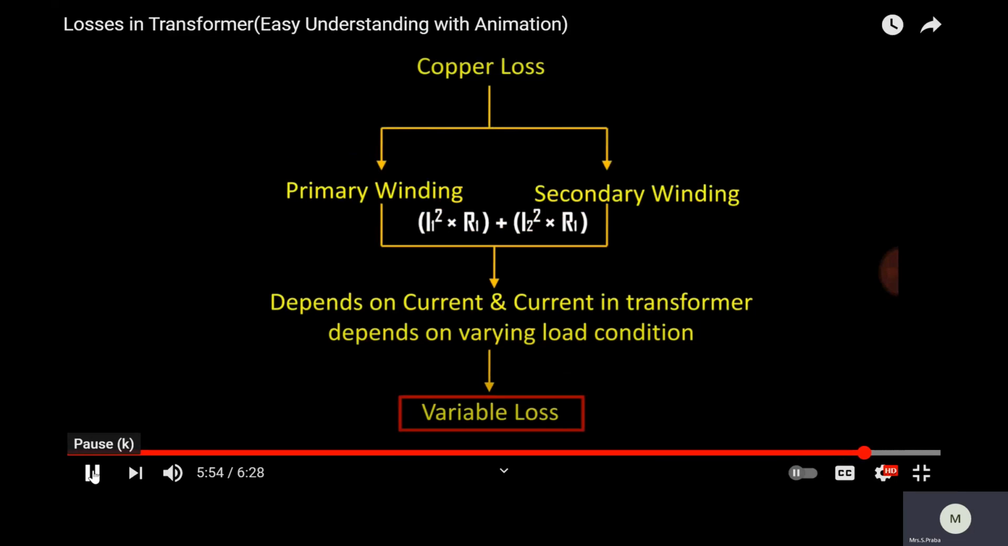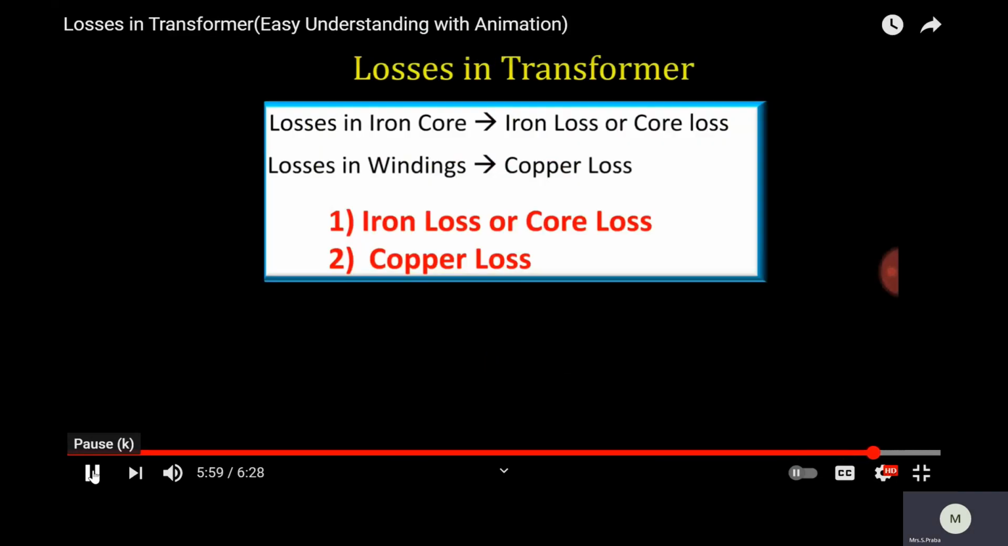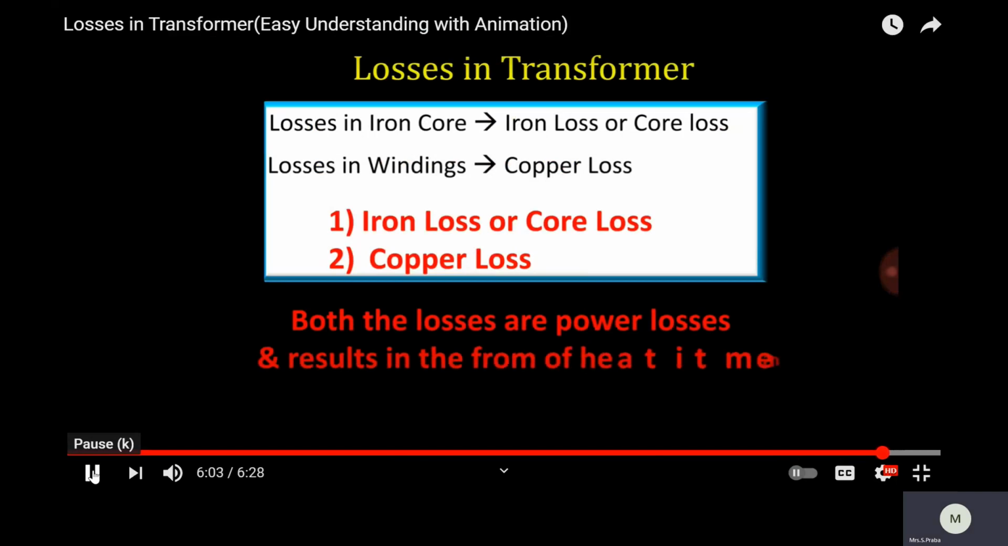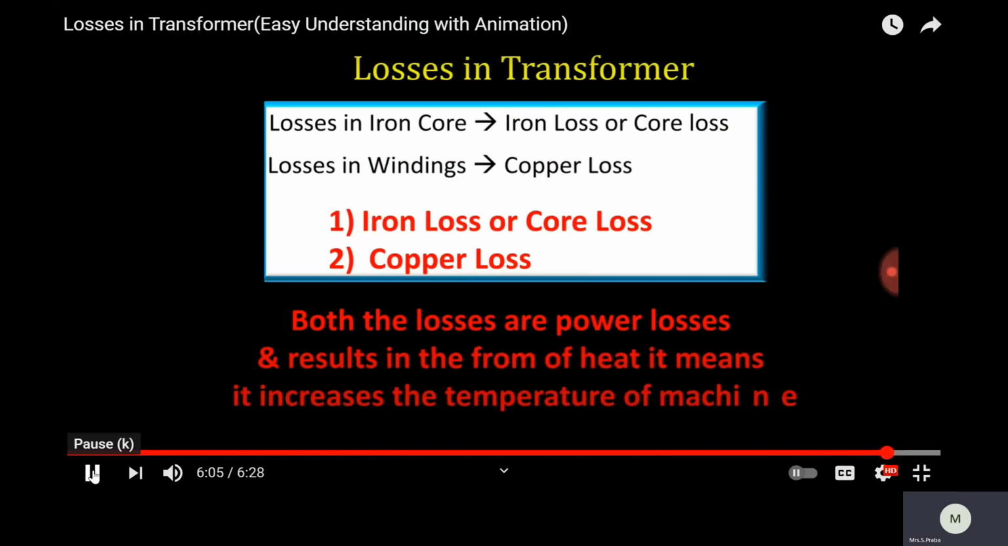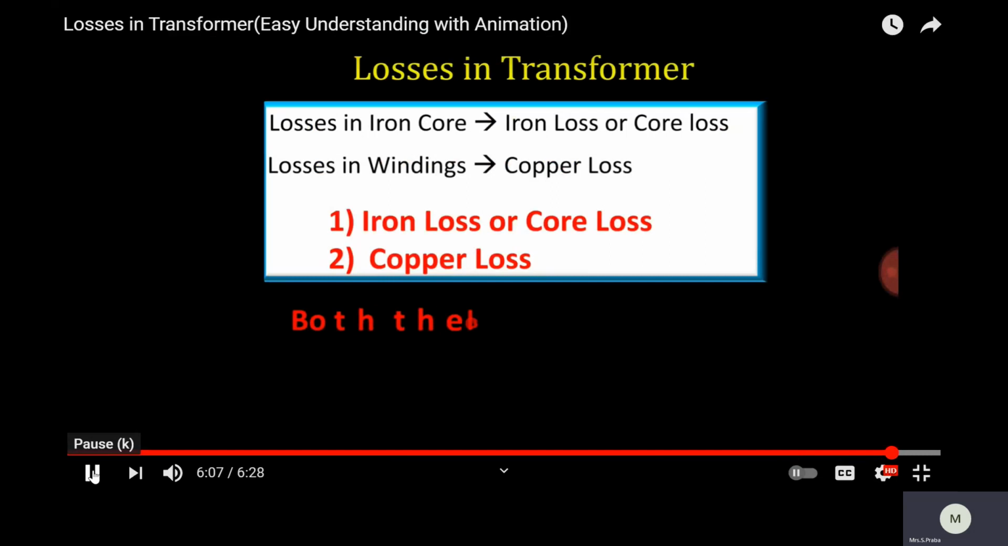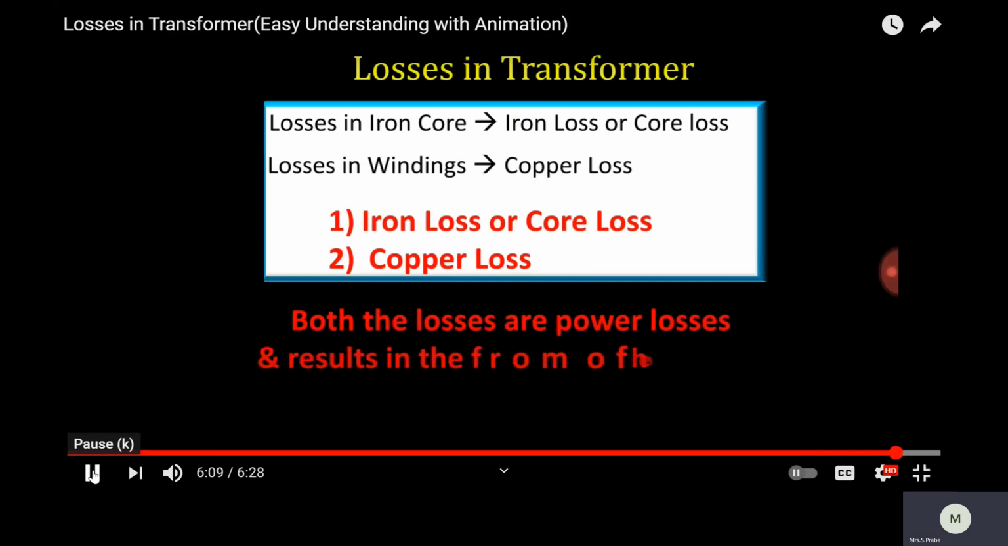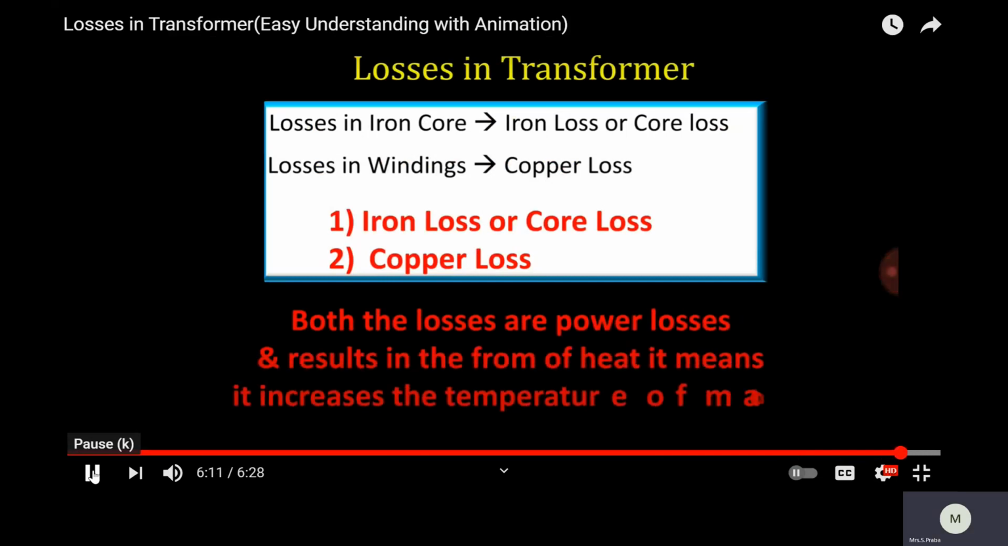So in this video we have discussed the topic of losses in a transformer, and one thing is very important: both the losses are power losses and result in the form of heat. Therefore, because of these two losses, the temperature of the transformer or the machine increases. I hope you understood this topic very clearly.